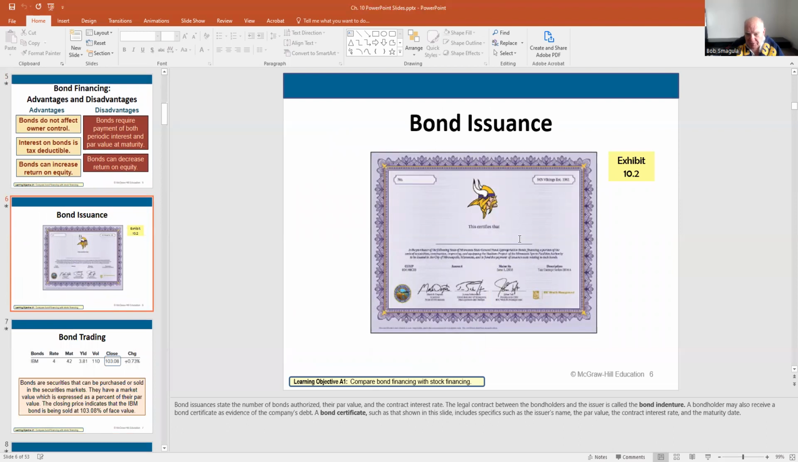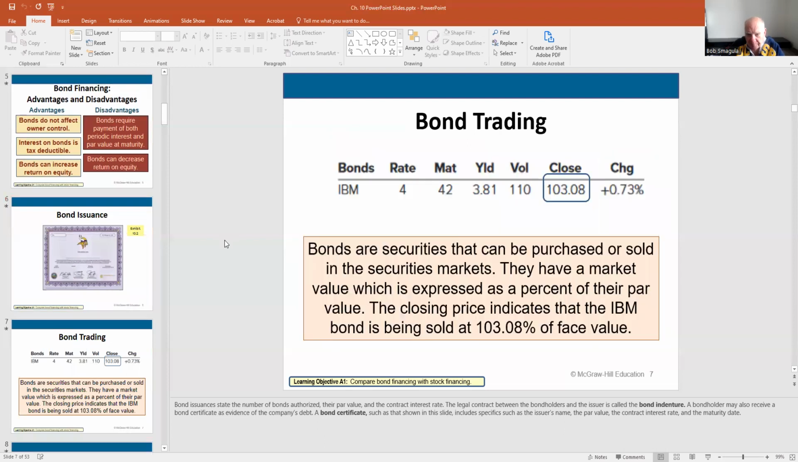And here's a typical one. It looks to me like somebody bought stock in the Minnesota Vikings. It's just a stock certificate, in this case, a bond certificate. It has the information, which is kind of hard to read here, but it says we borrowed $10,000. Here's the interest rate. Here's when the bond begins. Here's when it ends, that type of thing.